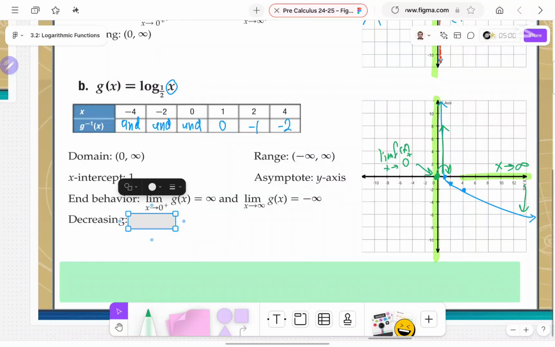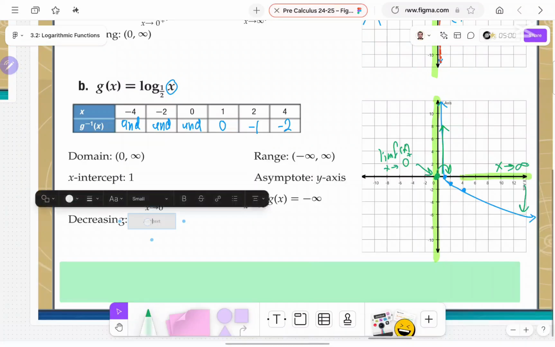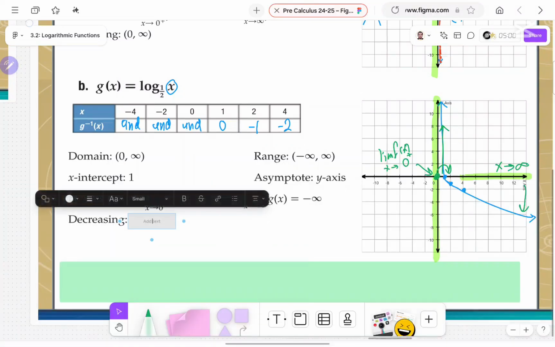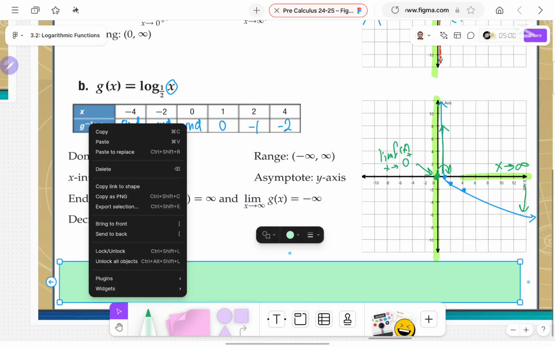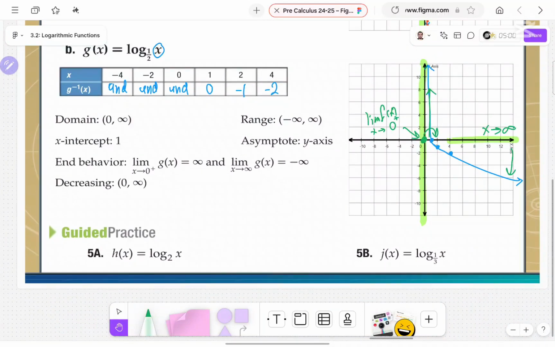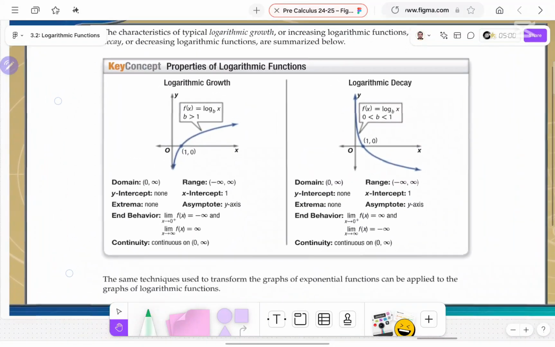The last thing, the function is decreasing because it starts from left to right, so from up to down, so it's decreasing from 0 to positive infinity. Now try to graph this easy question without h and k, and if you need any help, please let me know. Now let's summarize what we learned about the logarithmic function.